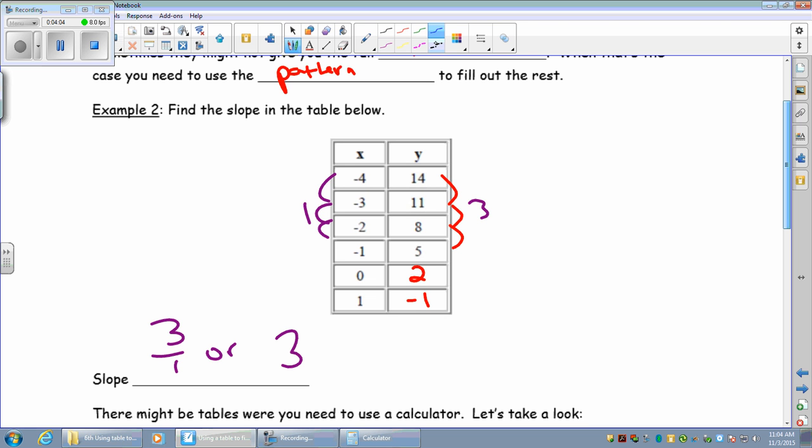You guys think you know what is wrong with that? Well, this side is not going up by 3, it's going down by 3. So I'm going to change this positive 3 into a -3 each time. That's going to change our slope to -3 over 1, or just -3. And that's really it, guys.